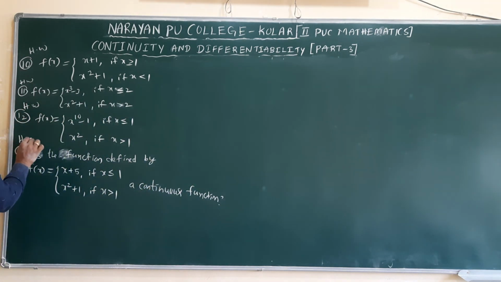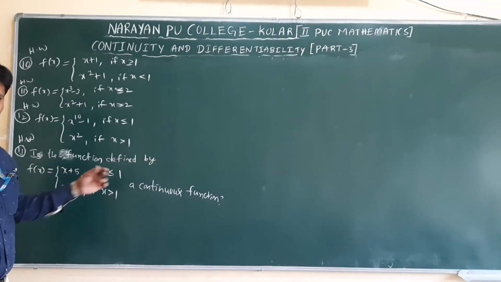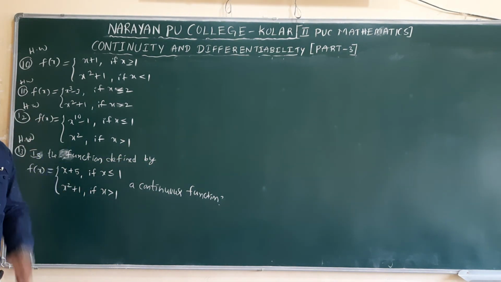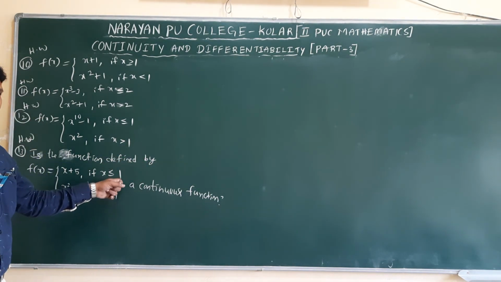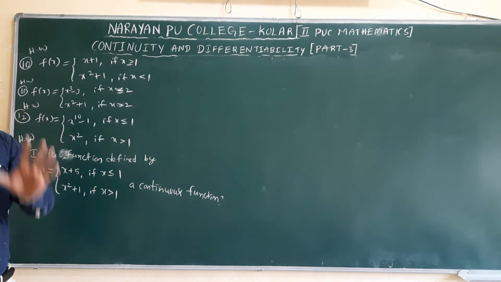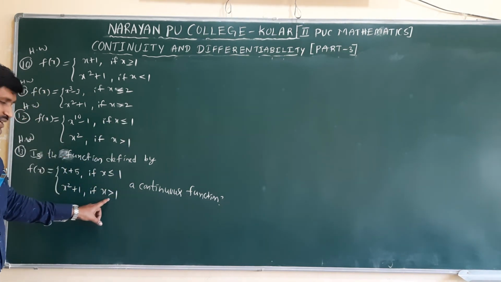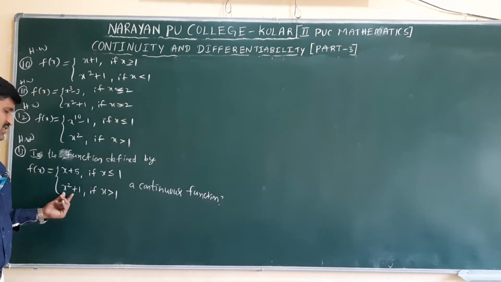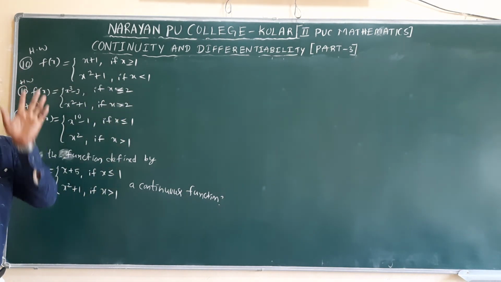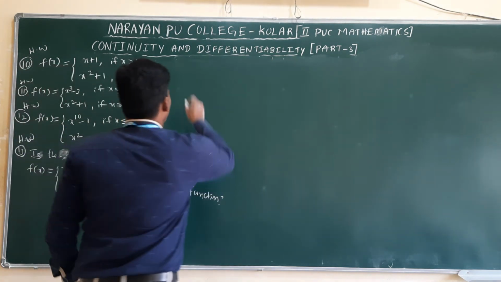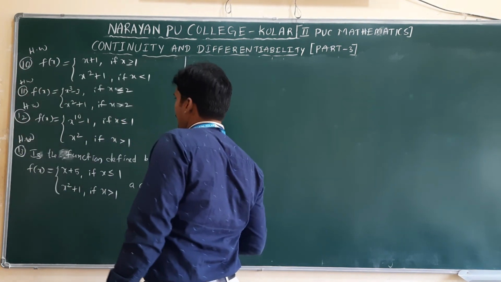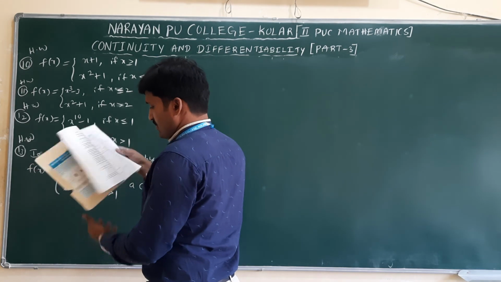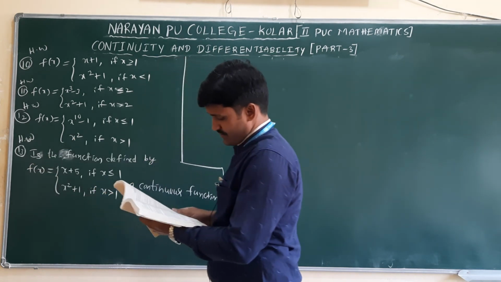Same, case 1: x is equal to a, less than 1, single function, you use the first definition. Next, x equal to 1, we will find out LHL, RHL, f of 1. Next, x is equal to a, more than 1, means single function, x square plus 1, so use the second definition. Same models I can do.